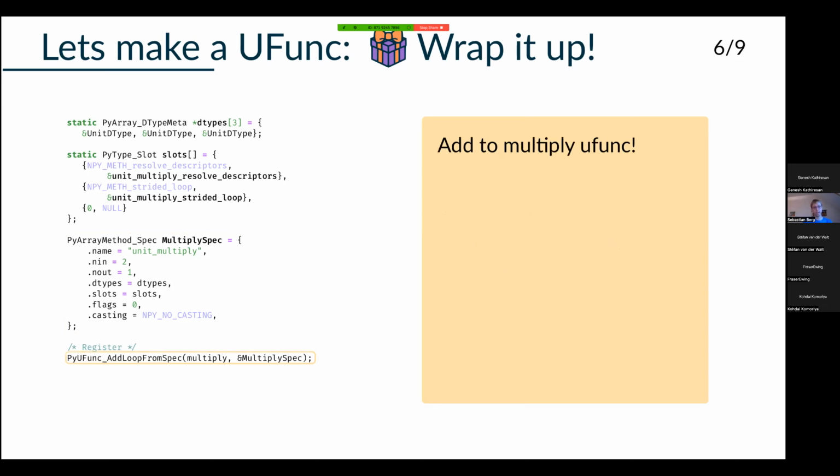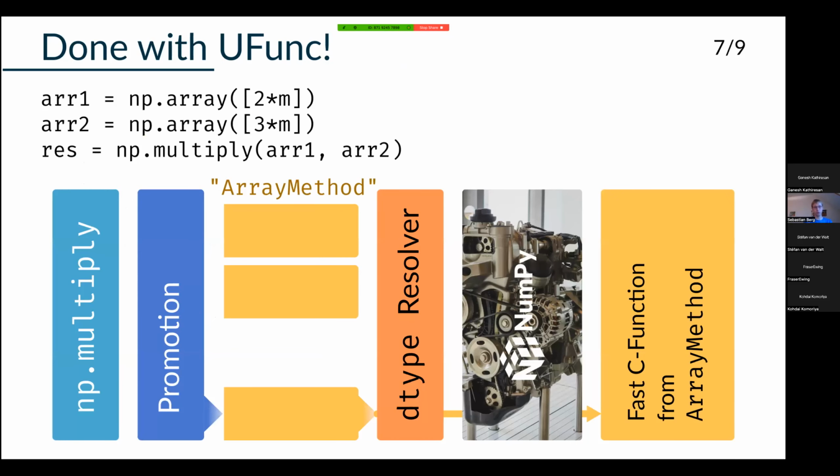So what we do is we add the loop from spec to the multiply UFuncs, passing the spec in. And that's it. That made our UFunc. So now we can basically do math with our UnitDType. We're done with the UFunc. That was the full picture, right? We can have the two arrays, and then we get the result output. We can do this calculation now.